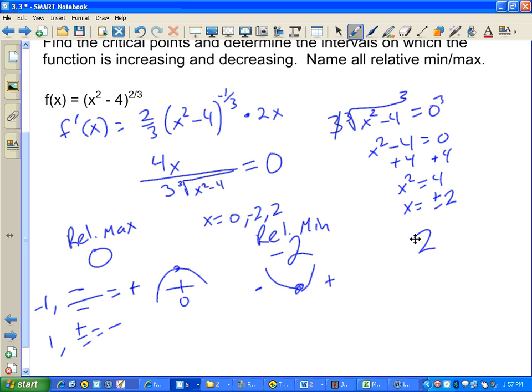Let's check 2, our last critical point. I've already done 1, which is left, so I can use the same answer here to know that the left side is decreasing. If I put in 3, I'm going to get a positive on top. 9 minus 4 is 5. Cube root of a positive is positive, times a positive is positive. So I have positive over positive, which means it's increasing on the right side of 2. So this is also going to be a relative min.